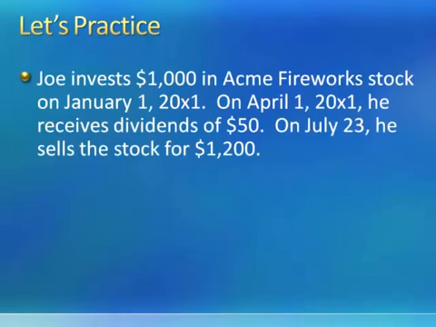Joe invests $1,000 in Acme Fireworks stock on January 1st, year one. On April 1st of year one, he receives a dividend of $50. On July 23rd, he sells the stock for $1,200. Is Joe an investor or a creditor? Since Joe is buying stock, Joe is an investor. If Joe were lending the money to Acme Fireworks, he would be a creditor.